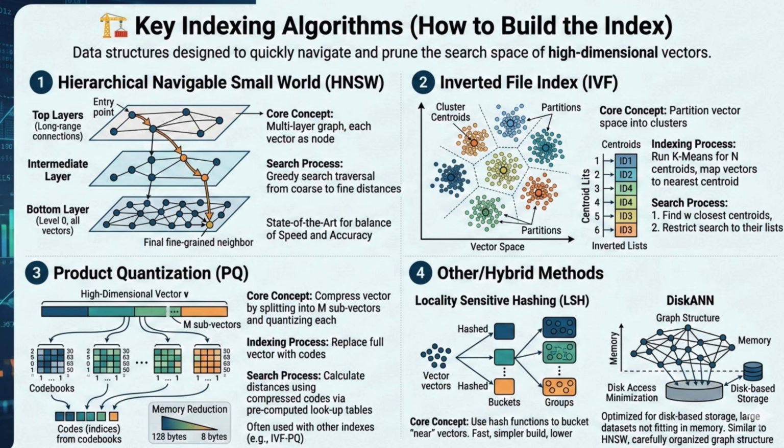Then we have IVF, also known as Inverted File Index. IVF works by partitioning the vector space into clusters, similar to how an inverted index works for text search. The index is built by running a clustering algorithm like k-means on the dataset to find n cluster centroids. Each vector is assigned to its nearest centroid. The index then stores for each centroid a list of all vectors belonging to its cluster.